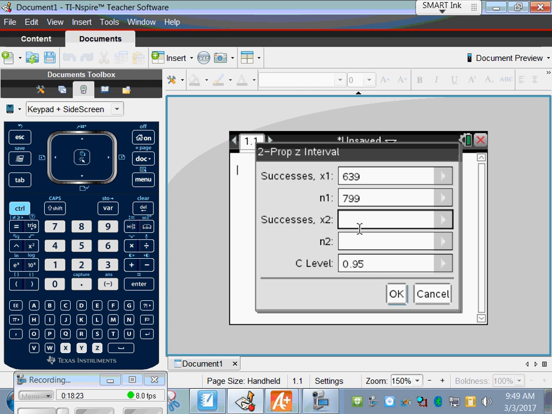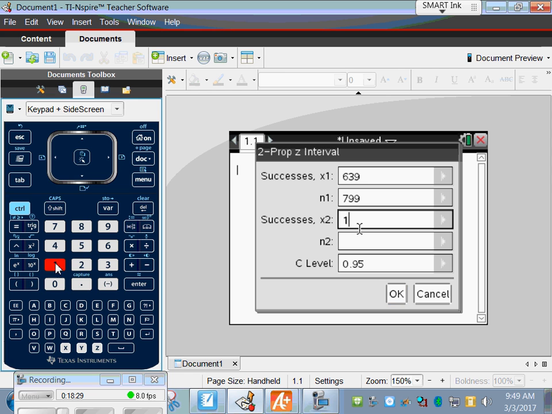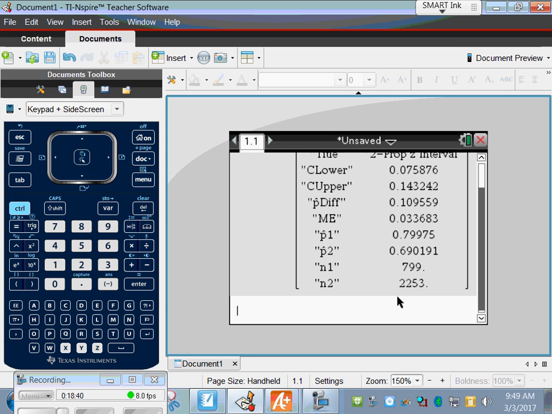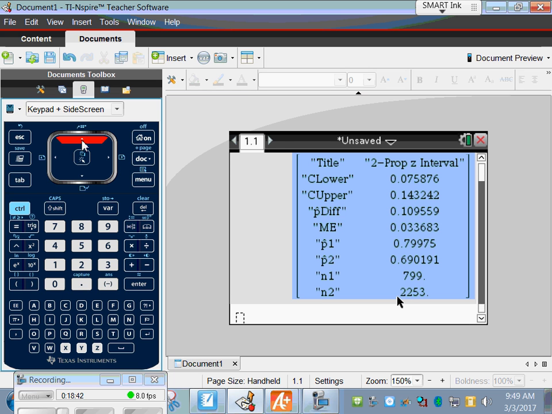And then your x2 would be the successes of adults, so that's the 69% of 2,253, which was the 1,555 number out of 2253. Our confidence level is 95%. Press OK. And go up to see it. So we've got our interval. You have to round.